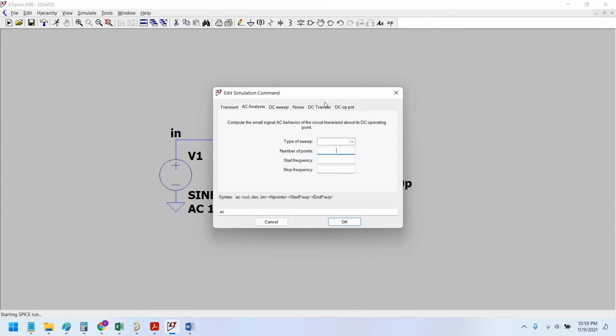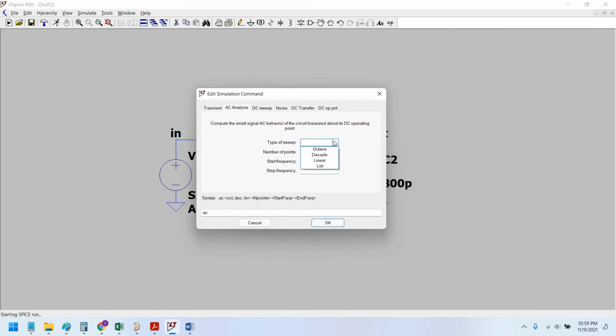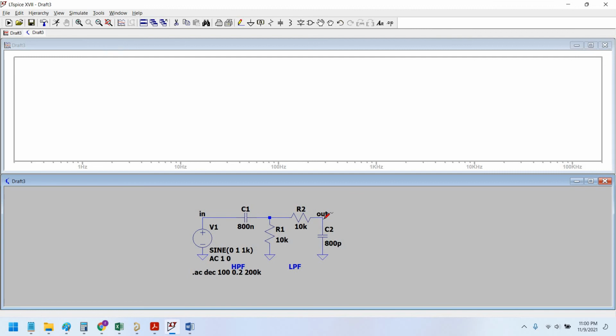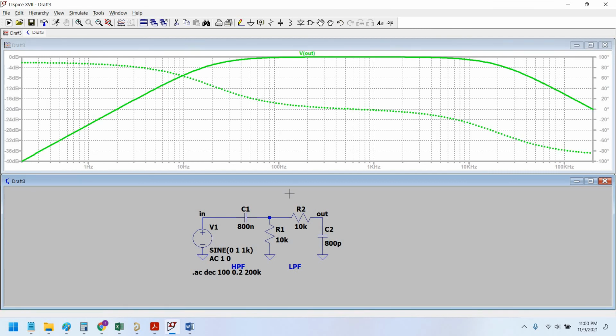AC analysis, we would run a decade sweep with 100 points per decade, and the start frequency would be 0.2, the stop frequency would be 200 kilohertz, because with the multiple of 10, the 20 Hz and 20 kilohertz would lie within this range, 0.2 Hz to 200 kilohertz. Okay, now click on this pointer here. Very nice sweep curve we obtained here.